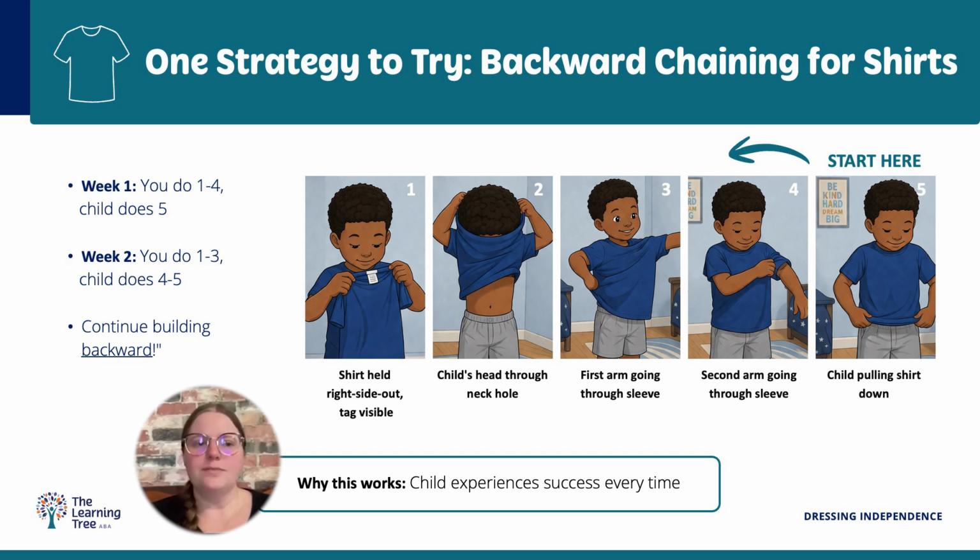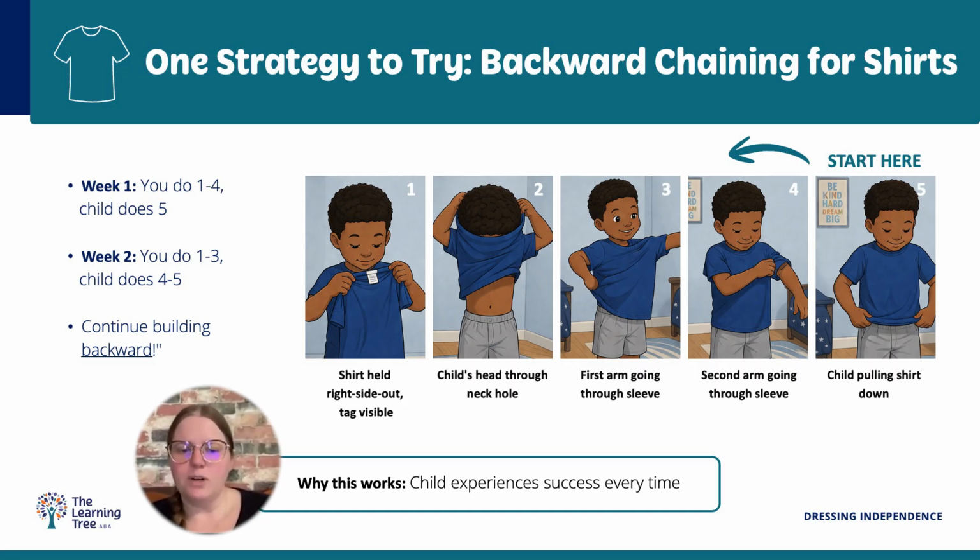In week 1, you do steps 1 through 4. You're going to be holding the shirt right side out with a tag visible. Child's head goes through the neck hole. First arm goes through the sleeve. Second arm goes through the other sleeve. And then you allow the child to independently pull their shirt down. In week 2, you're doing steps 1 through 3. The child does 4 through 5. And we continue building this step backwards.